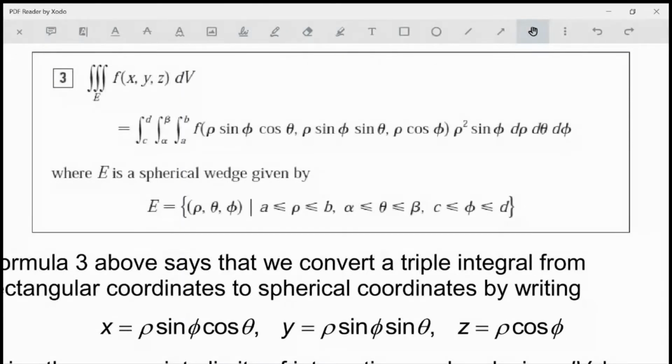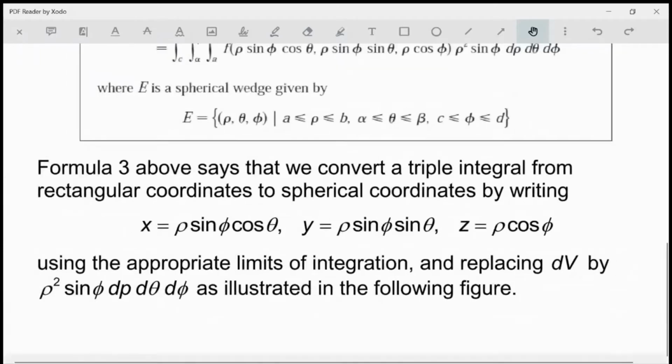We just have to remember what the three dimensions are actually representing. The rho is the radius from, typically, the origin. The theta is measuring counterclockwise, starting from the positive x-axis, and then phi is measuring clockwise, starting from the positive z-axis.